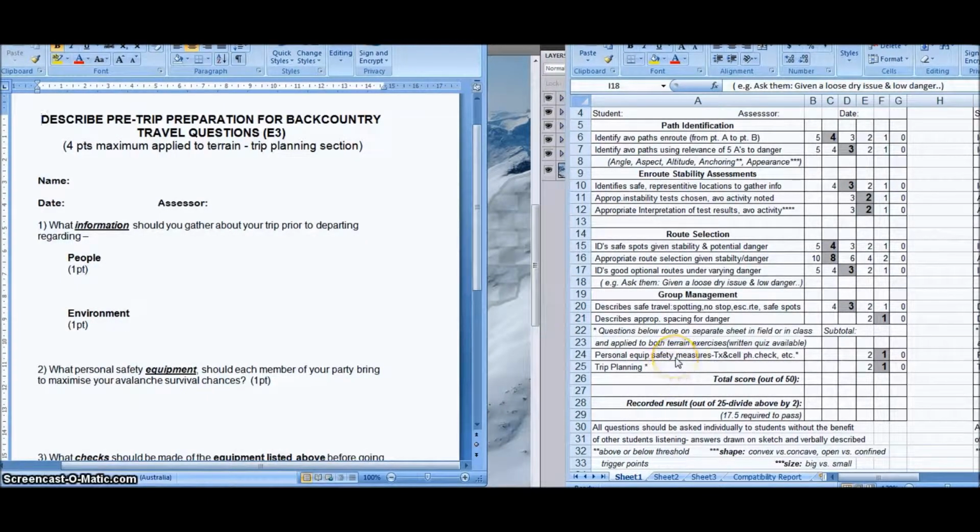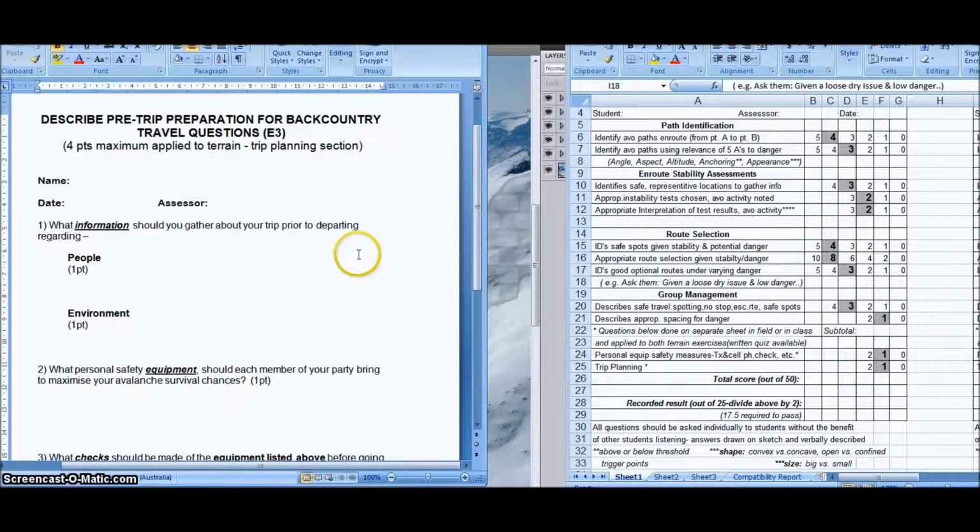Lastly, under group management is personal equipment safety measures and trip planning. These questions are queued just above. It says questions to be done on separate sheet of paper in field or in class and applied to both terrain exercises. Just one thing to note, that when you're doing this assessment, obviously you need good visibility to pull it off, otherwise you can't really assess terrain. So you pick your days carefully. In a pinch, you could do this in a classroom scenario, but it's not nearly as effective in a two-dimensional way. Anyway, the first one, personal equipment safety measures.